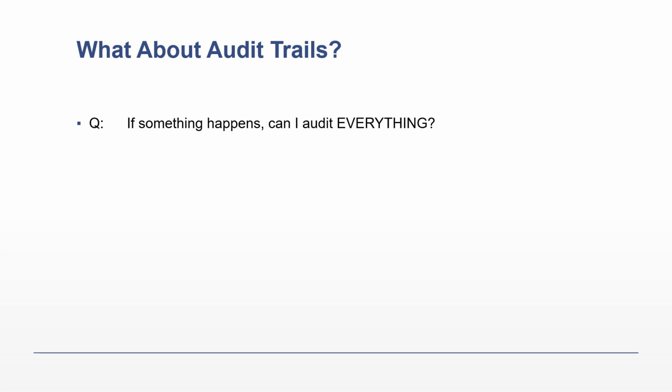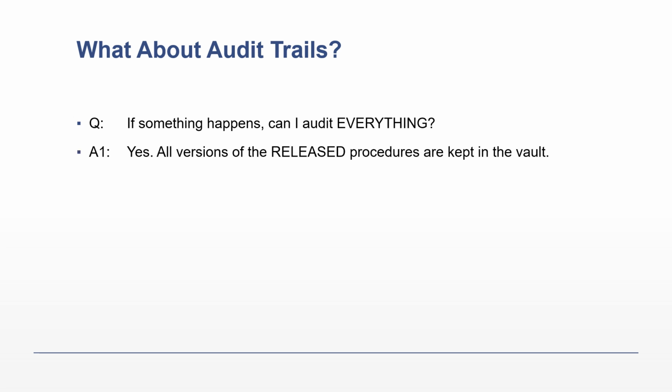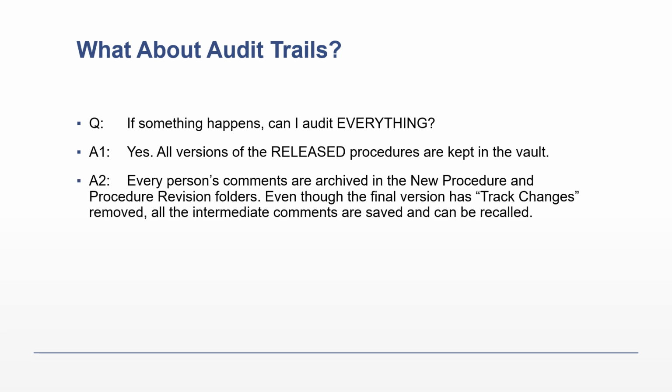Next question. When something happens, we usually want to be able to audit everything. Is that possible? Answer 1. Yes, all versions of released procedures are kept in the procedure vault. Answer number 2. And every person's comments are archived in the new procedure and procedure revision folders. Even though the final version has track changes removed, all the intermediate comments are saved and can be recalled.